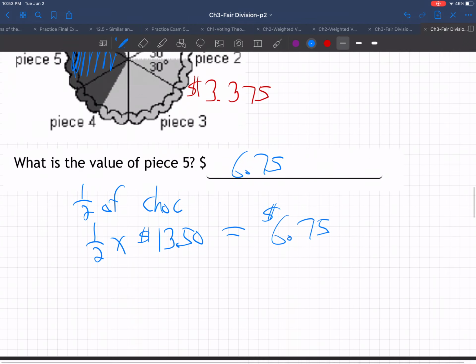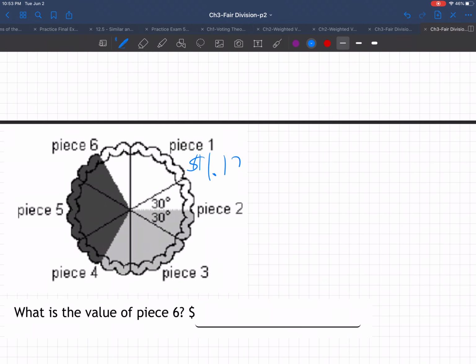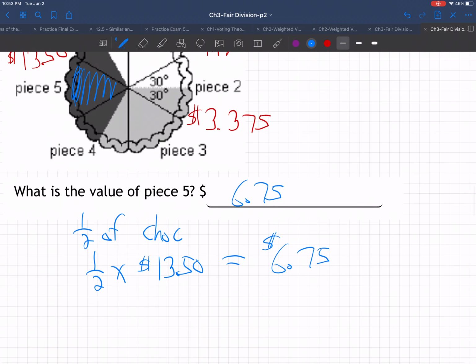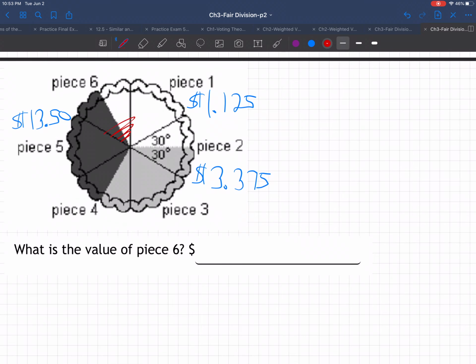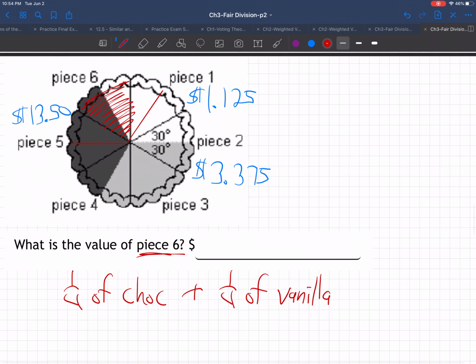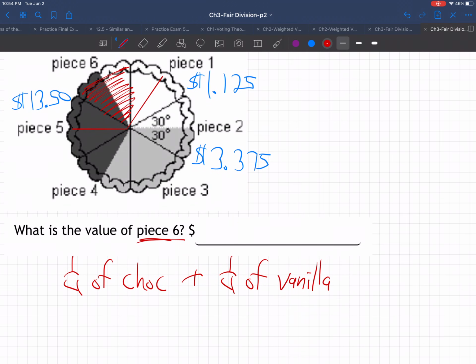Finally, piece 6. Let's put in the values one more time. 1.125, 3.375, and 13.50, right? Yep. And we are talking about piece number 6, which is that piece right there. You can see if you put in the lines, that line and that line, that piece number 6 is clearly 1/4 of the whole chocolate chunk plus 1/4 of the whole vanilla chunk.